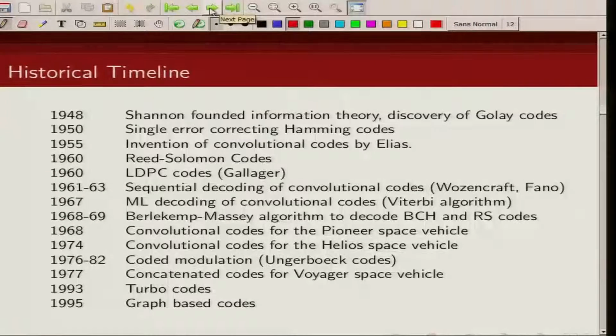As we know, in 1948 Shannon founded information theory, and then around 1955 Elias came up with convolutional codes. Around the 1960s Reed-Solomon codes and LDPC codes were discovered, and around 61-63 Wozencraft and Fano came up with sequential decoding of convolutional code, which allowed us to decode convolutional code with very large memory order.